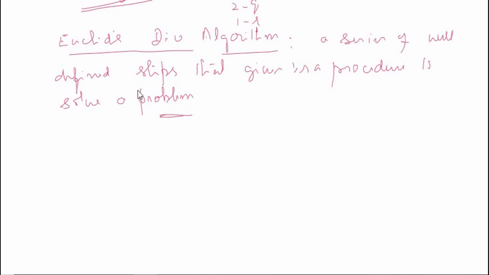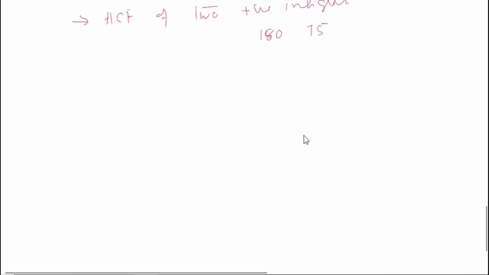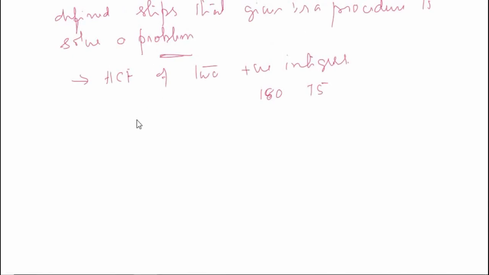Now here in this chapter we are going to use Euclid's division algorithm to find out the HCF of two positive integers. Let us take two integers as 180 and 75. So let us try to represent these two integers using Euclid's lemma. Let us take this as A, this as B. Now 180 divided by 75, this is 2 times 150, so remainder is 30.